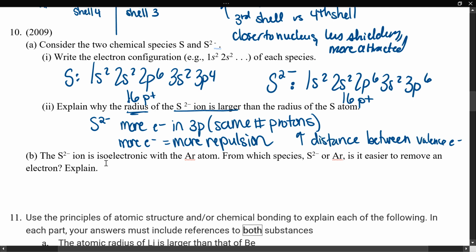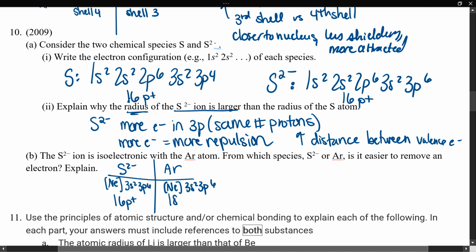So now let's compare the S2- ion with argon. When we compare S2- and argon, it can be helpful to make a little T-chart here. So they have the same electron configuration. Let's write that out real quick. 3s2, 3p6. So same electron configuration. The only difference is sulfur has 16 protons, argon has 18. Remember, what identifies the element is how many protons it has. So 18 protons means argon.